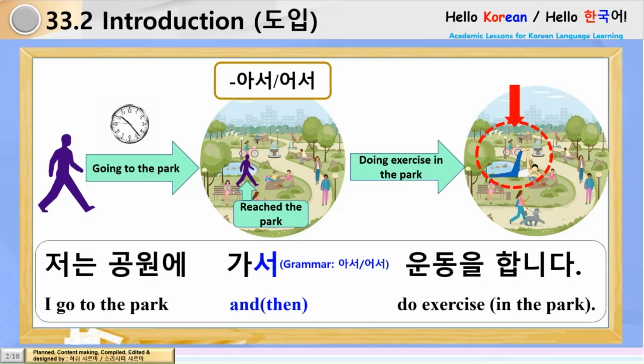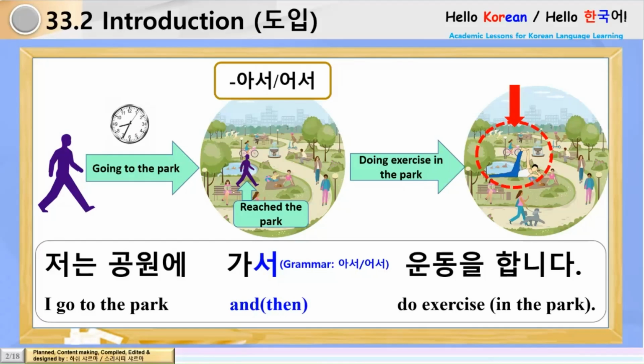저는 공원에 가서 운동을 합니다. Meaning is, first I go to the park and then do exercise over there.